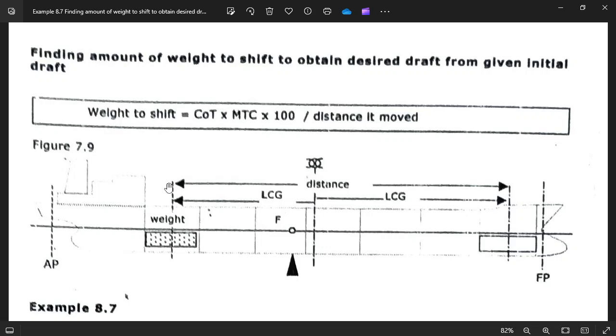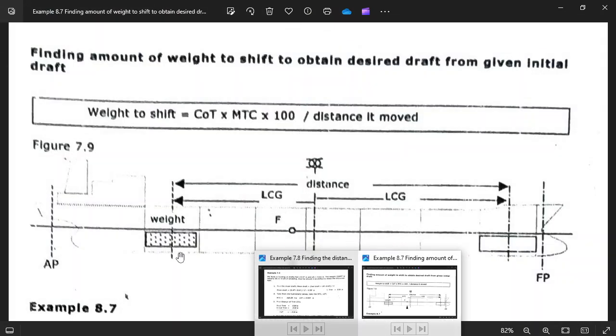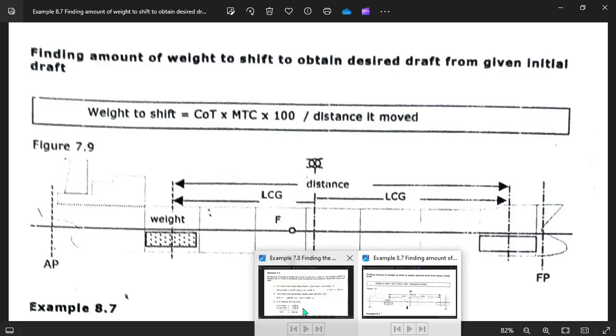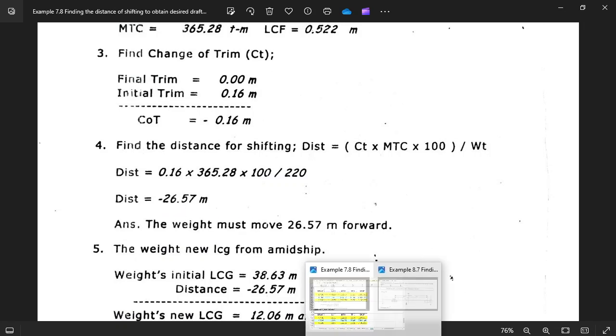This one. And according to the problem, what will be his distance to move forward from this weight, from this position, to move forward so that he will be even keel? So what is the distance? And the distance was 26.57. Okay?